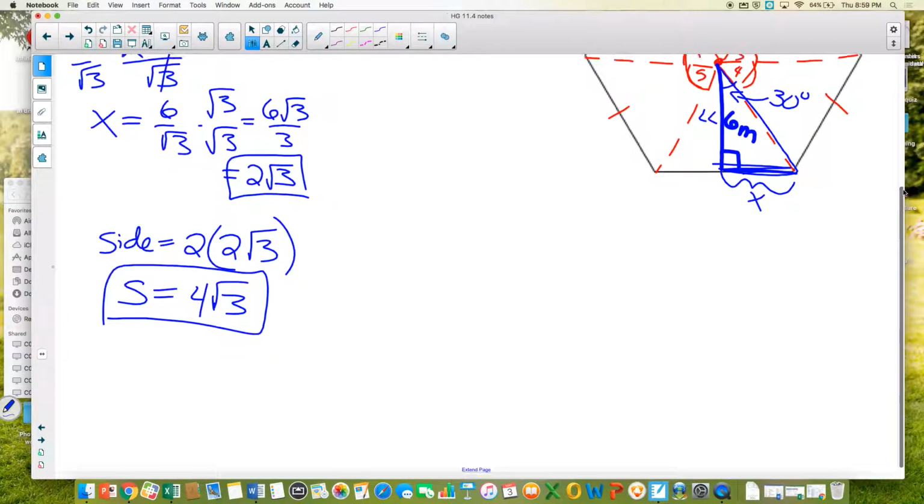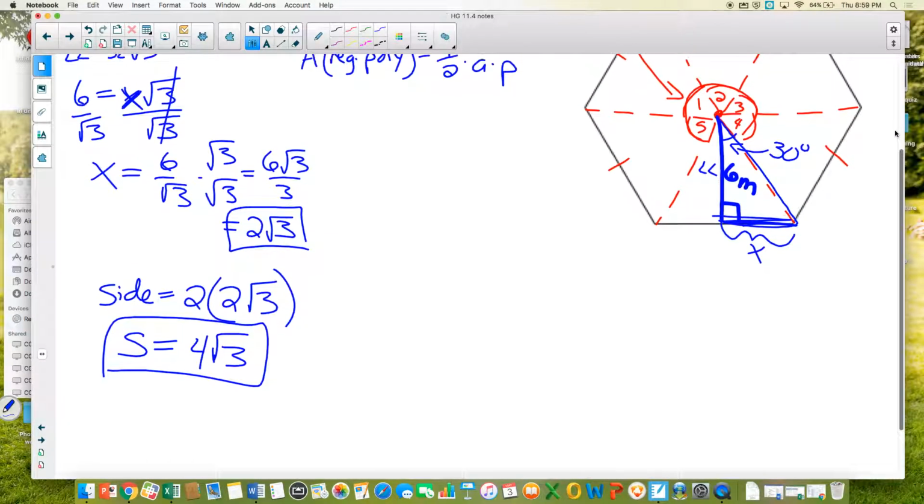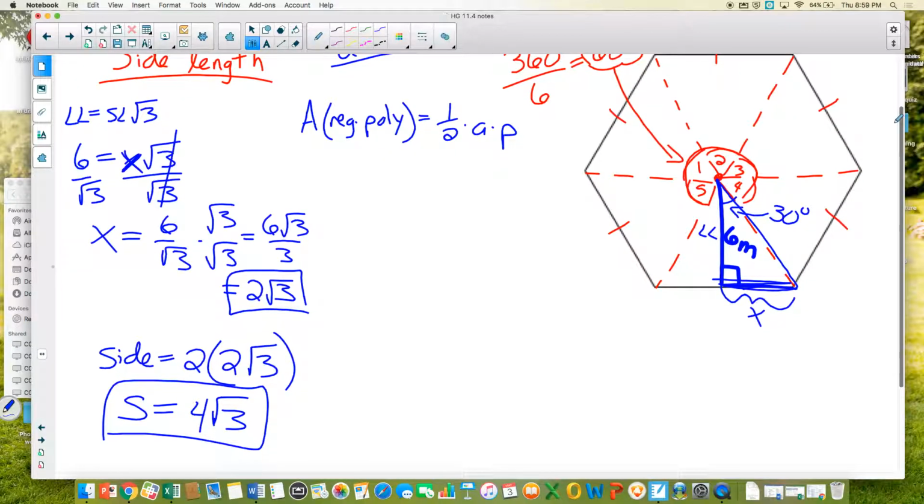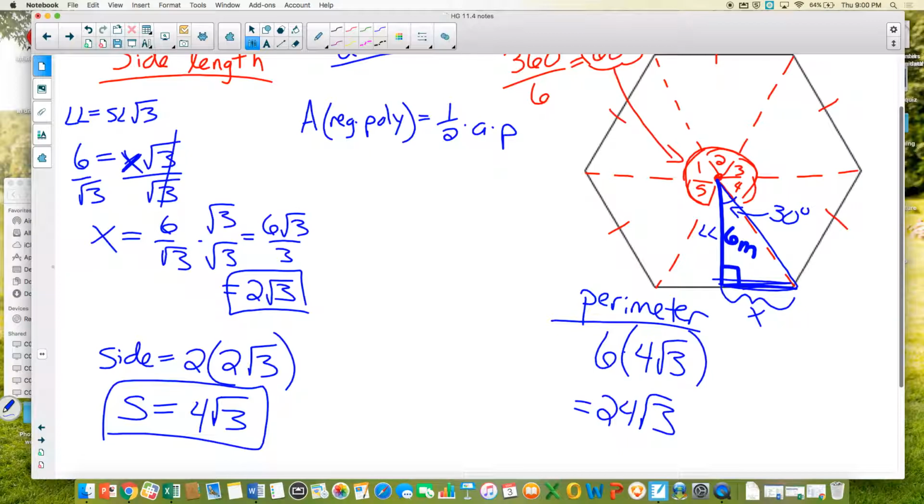So we know what the side is. It's 4 square root of 3. So now we have to find the perimeter, because the perimeter is what we care about. So if we want to find perimeter, the perimeter is the number of sides. We have 6 sides. So it's 6 sides times 4 square root 3. So our perimeter ends up being 24 square root 3.